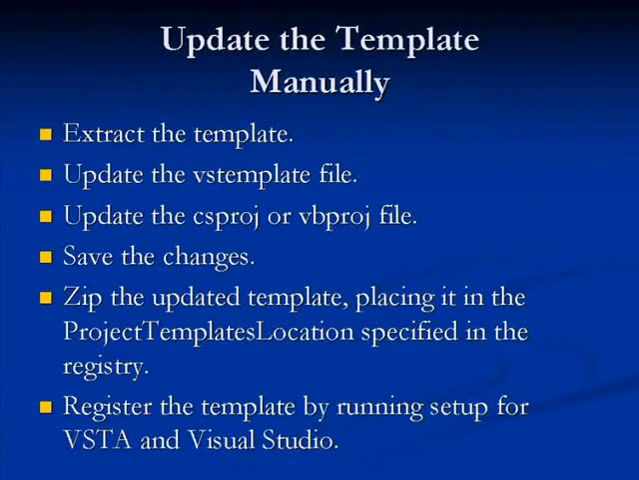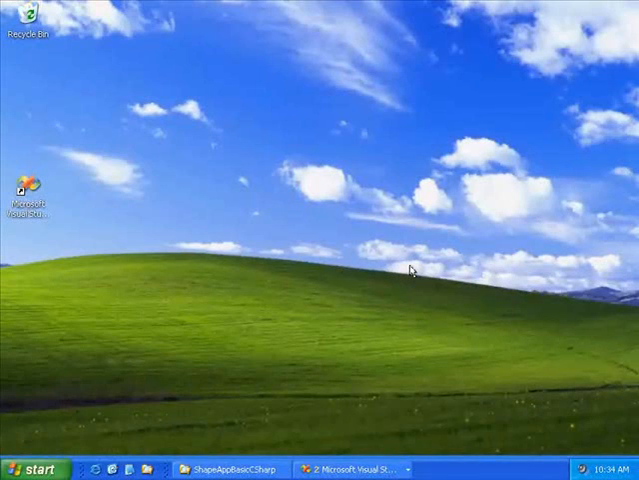Now we will see how to update a template manually. To do this, we first extract the template, which was created with Project Gen. Then we update the VS template and the project files to include the post-build event and file used in the Shape App sample templates. Once the updated files have been saved, we rezip the template and place it in the project templates location specified in the registry. Then we register the template manually by running setup for VSTA and Visual Studio from the command prompt.